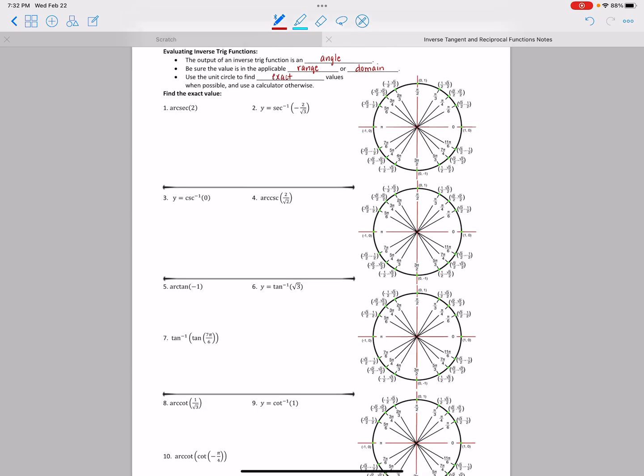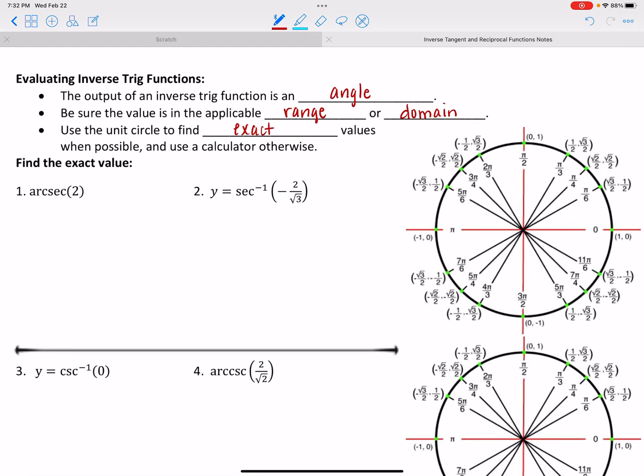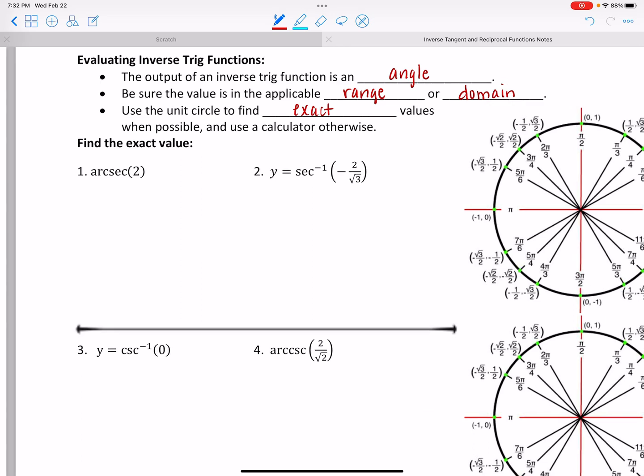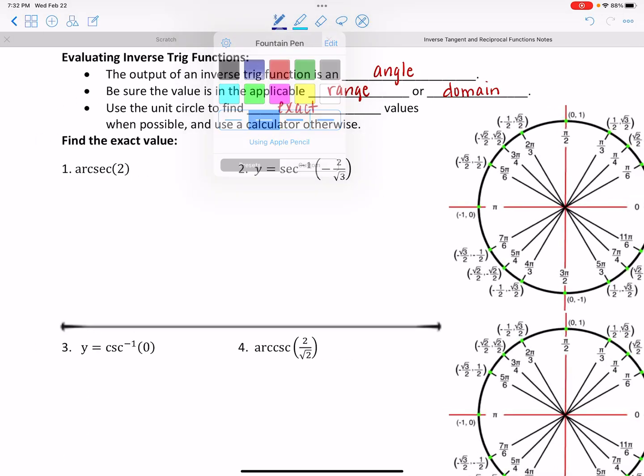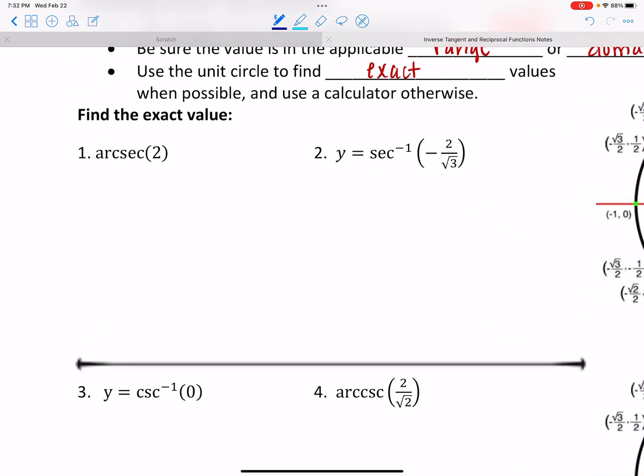So let's start with the inverse secant. So remember, secant, over here, remember that secant is the reciprocal of cosine.